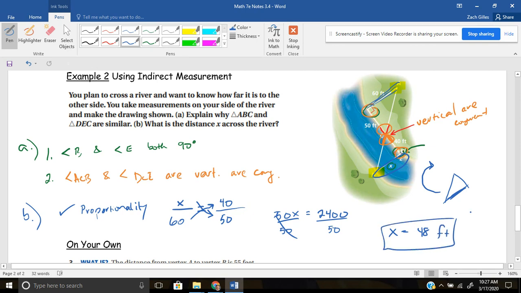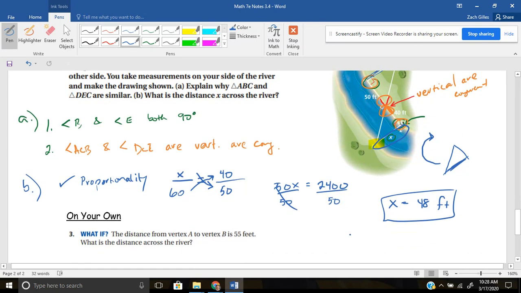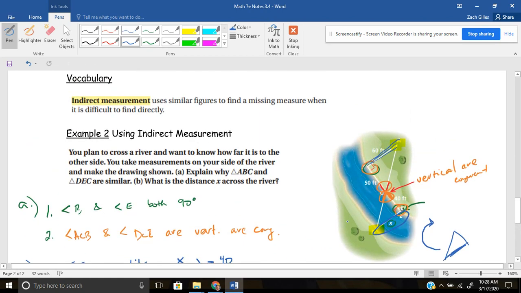All right, so does that make sense that this triangle is smaller, but it's still proportionate to this one? We figured out that the triangles are similar. They've got congruent angles. So our base of this triangle is smaller than this one, so we would expect also that the distance across the river is smaller than this distance of the similar triangle. So that is using indirect measurement.